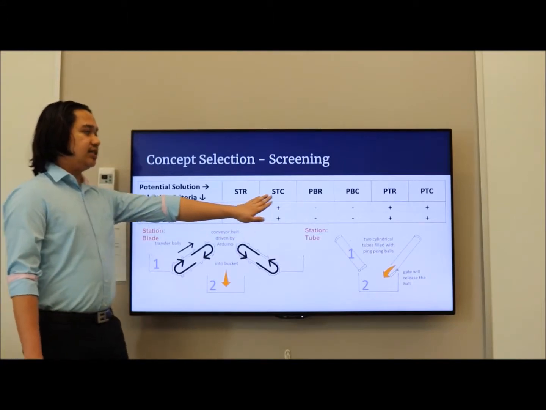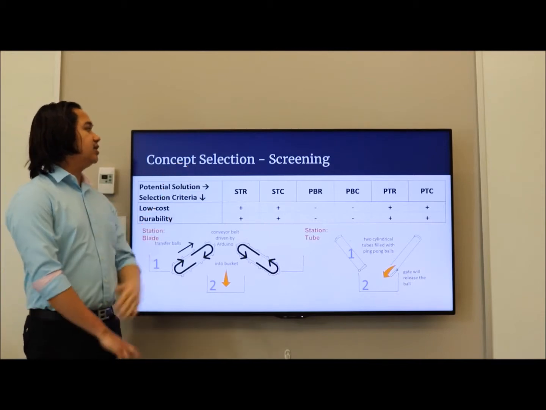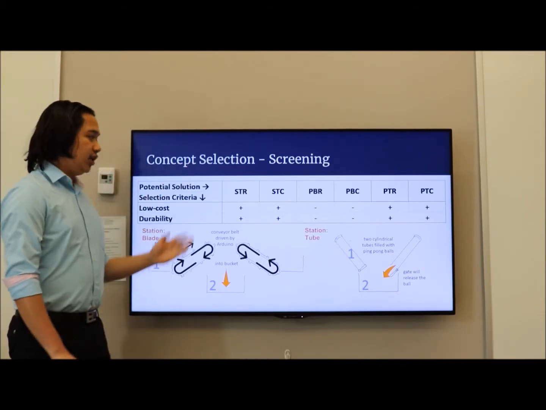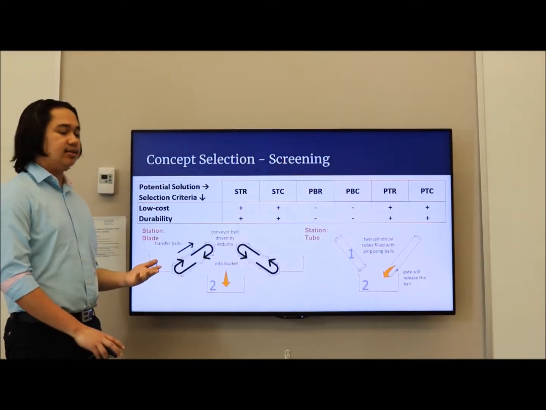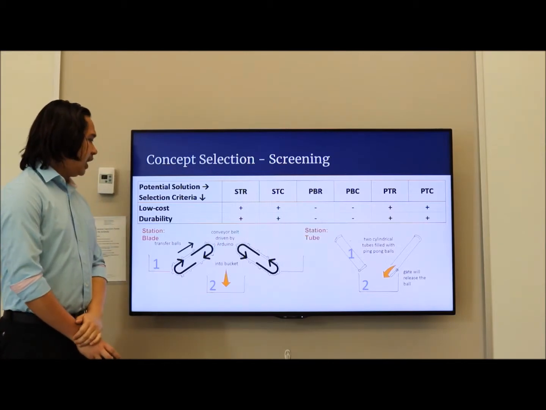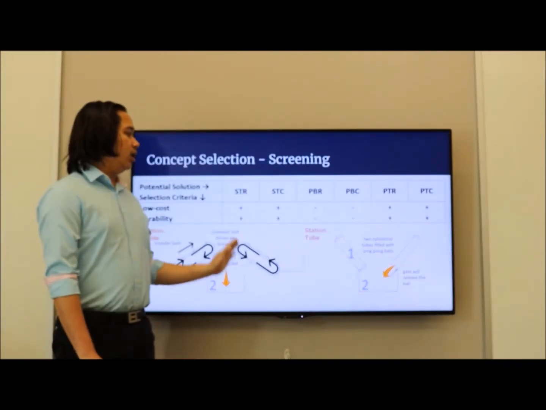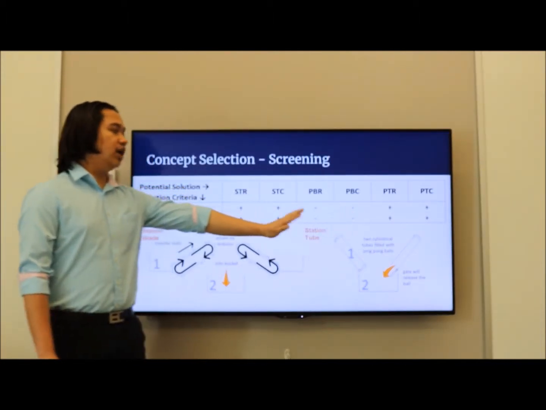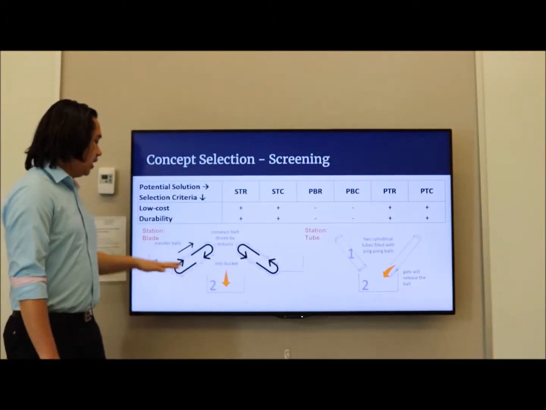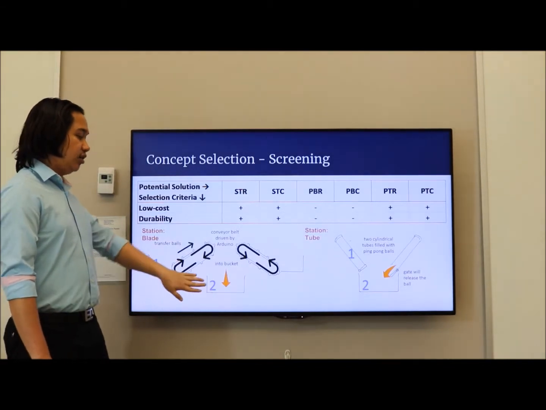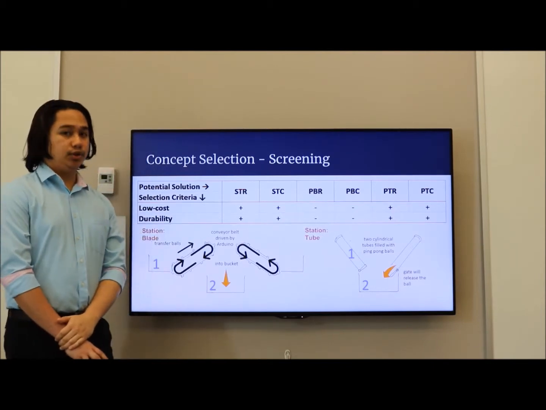As you can see over here, there are 6 combinations of solutions generated, and we proceed with the concept selection using a screening method. In the screening method, there are 2 criteria that play a huge role in determining which is the best combination solution. And the 2 criteria are low cost and durability. As you can see over here, 4 of these combinations score positive, but PBR and PBC score negative. This is because of the conveyor belt used in this combination. The conveyor belt requires multiple Arduino motors.